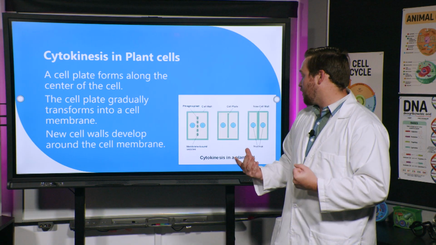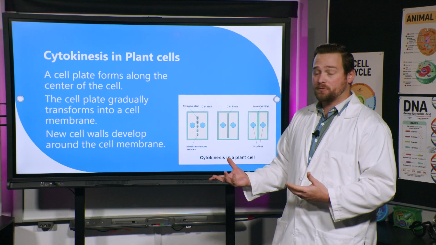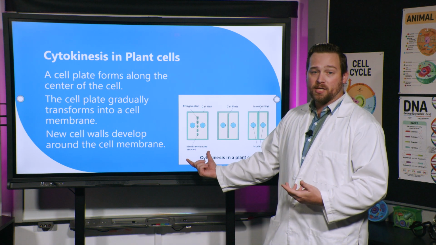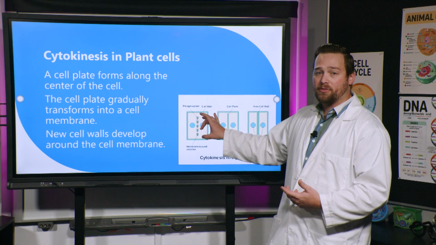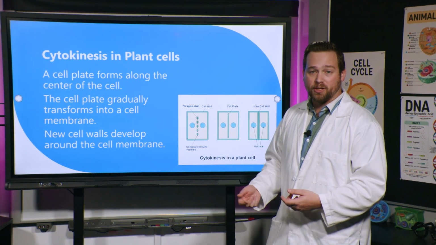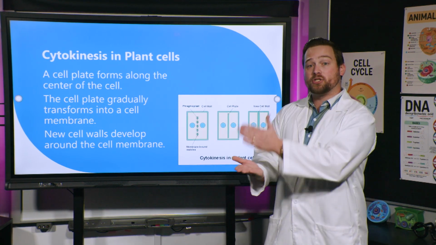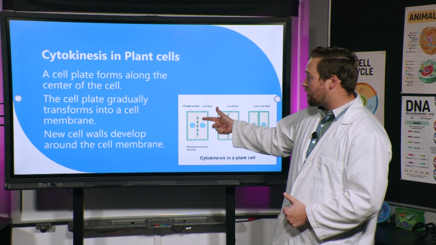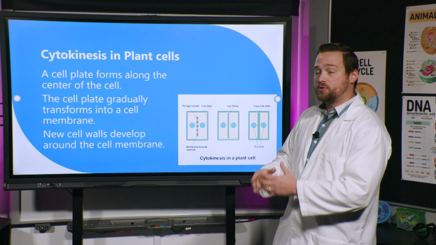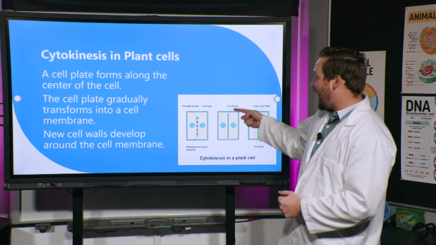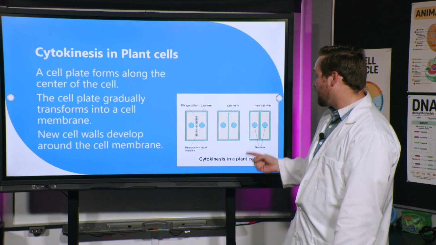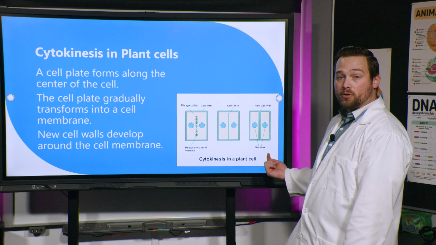So let's compare this one to the cleavage furrow. This is our cell that is undergoing cytokinesis. Instead of pinching down the middle, that wouldn't really work because this cell wall is really, really tough. So instead of pinching it down the middle, we get something called a cell wall forming. This cell wall is going to continue to form and elongate until it totally splits the cell down the middle, and now we're ending with two new cells.